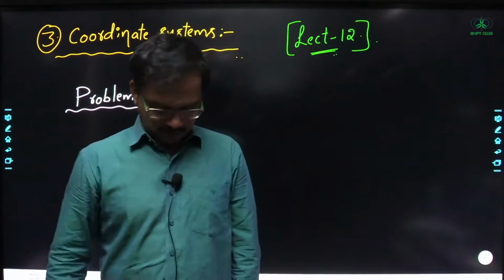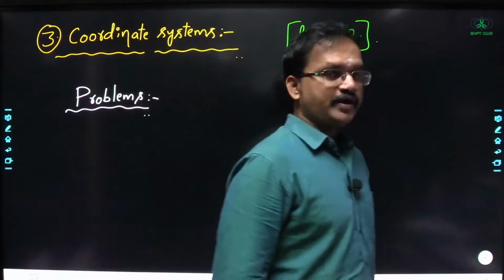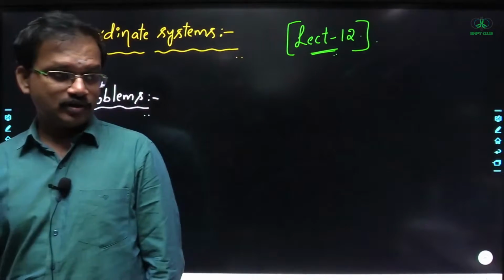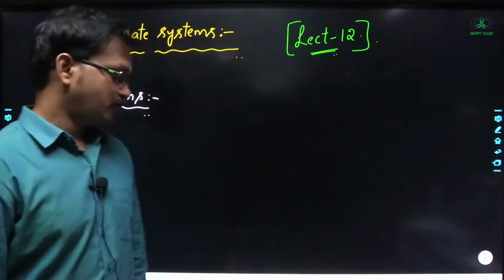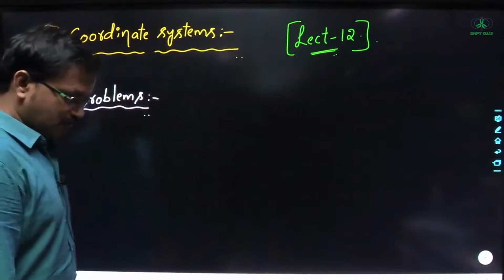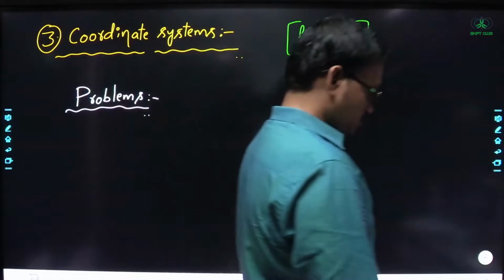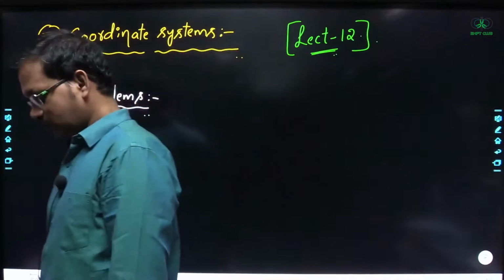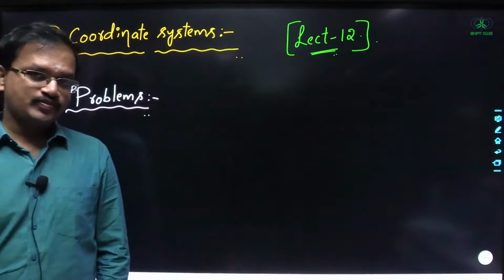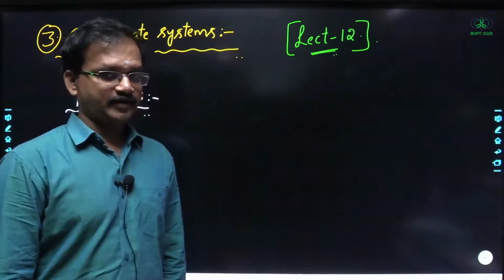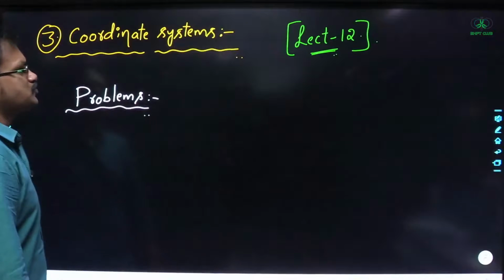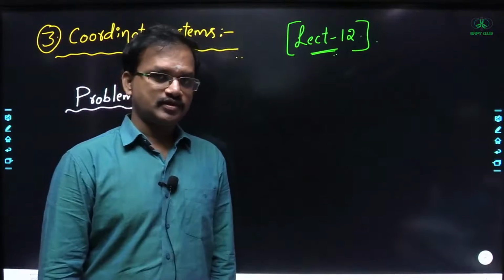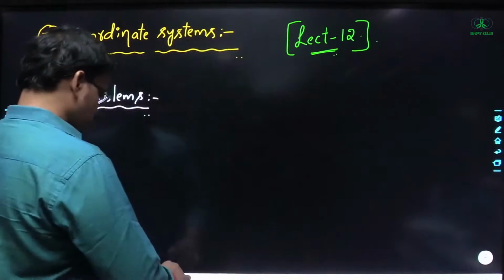Hi everyone. So up till now we have completed 11 lectures and this is going to be lecture number 12. We have successfully completed the coordinate systems: the rectangular coordinate system, the cylindrical coordinate system, and the spherical coordinate system. In this lecture we try to solve some problems based on these coordinate systems.